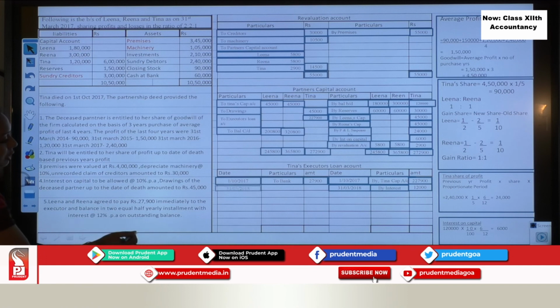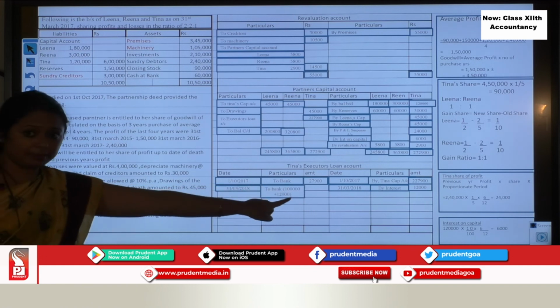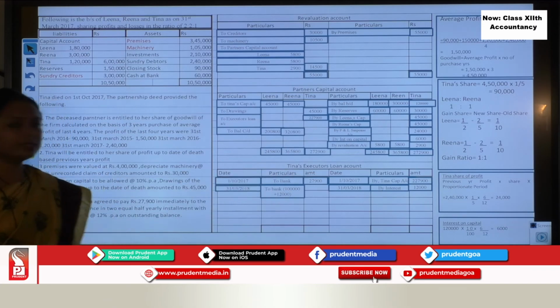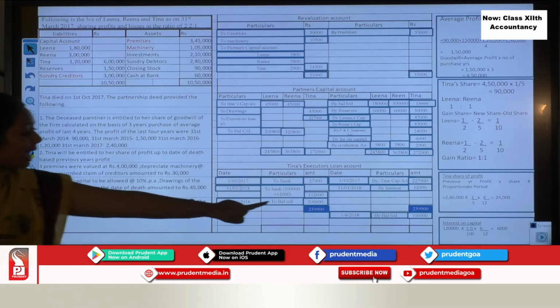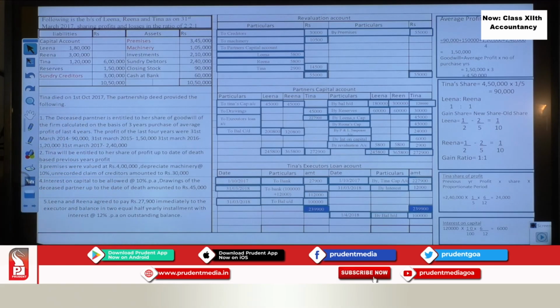So when you make the installment payment, it will be principal amount plus interest. How much is the interest? 12,000. So your first installment is over. Let us balance it. How much is the balance left? 1 lakh. So next, 1st April 2018, by balance brought down, how much? 1 lakh. Now again you have to calculate interest due.